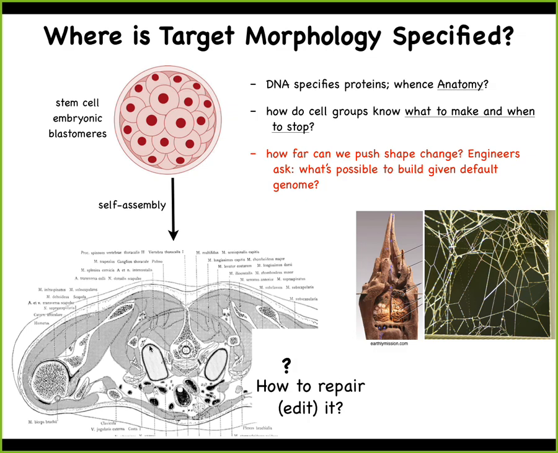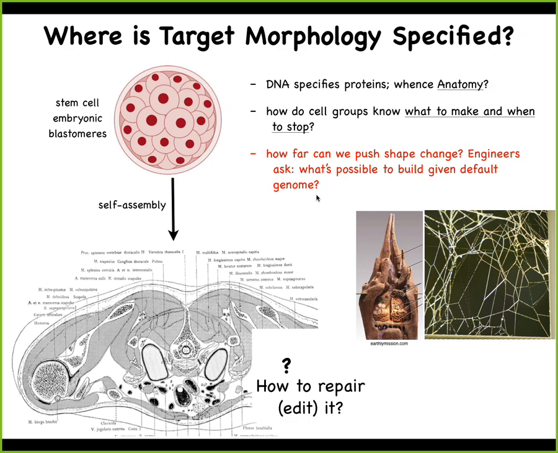The DNA doesn't say anything like that any more than the DNA directly specifies the shape of termite colony nests or spider webs. These are all the results of a physiological software layer that sits between the genome and the anatomy. And so what we would like to understand is a few things. How do these cell groups know what to make and when to stop? How, if something is missing, how do we repair it?